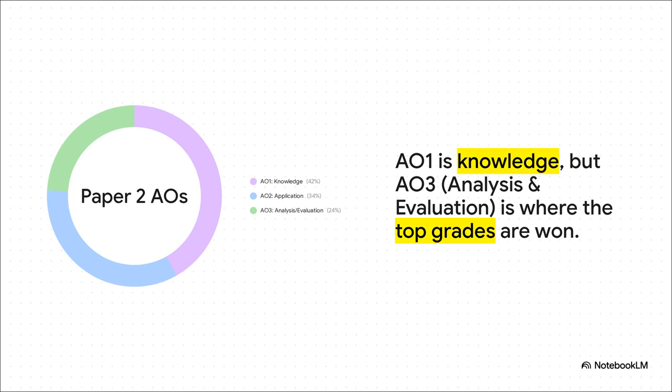Right behind it, AO2 is all about applying that knowledge. That's another 23 marks. But here's the secret. The thing that separates the good grades from the top grades, it's AO3, analysis and evaluation. It might look like the smallest slice with 16 marks, but trust me, this is where you really show off, and it's absolutely crucial for hitting those top 8s and 9s.